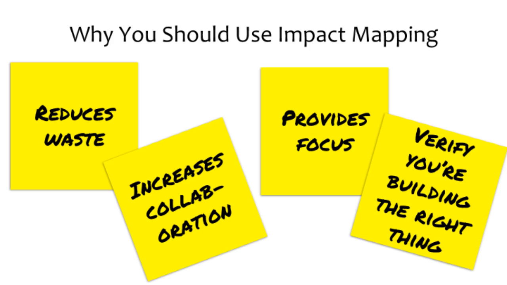It increases collaboration. The discussions that occur while the impact map is created can be very helpful for surfacing assumptions and establishing a sequence for the actions to take in the project. It verifies that the team is building the right thing. Using impact mapping helps teams ensure that they are focusing on the right outcomes. Teams are also provided with a mechanism to discuss and test their assumptions.